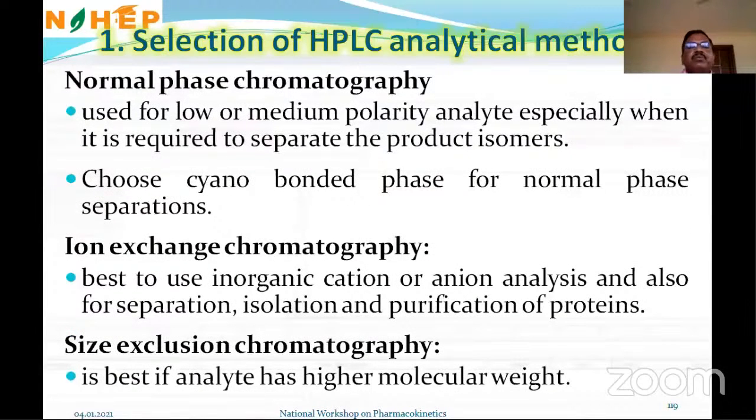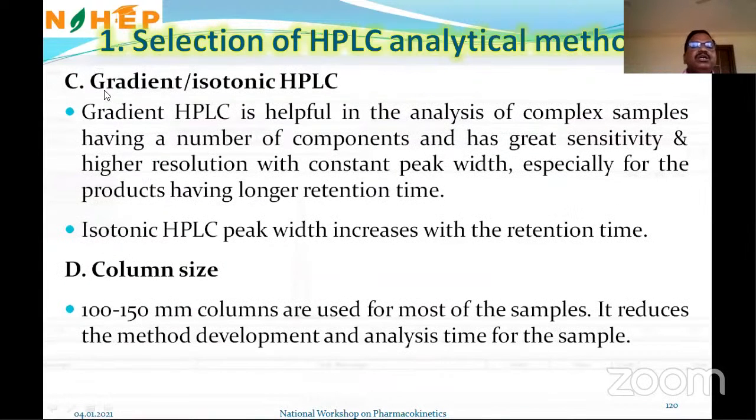Whereas normal phase chromatography is used for low or medium polarity analytes, especially when it is required to separate product isomers, and you choose a cyano-bonded phase for normal phase separation. Ion exchange chromatography is best used for inorganic cationic or anionic analysis, and also for separation, isolation, and purification of proteins. Size exclusion chromatography is best if the analyte has a high molecular weight, like polysaccharides or other substances.